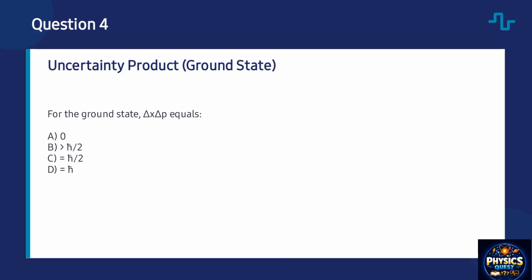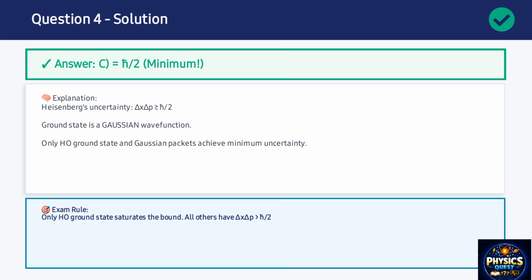Question 4. For the ground state, delta x into delta p equals: option A, 0; option B, greater than ħ/2; option C, equal to ħ/2; option D, equal to ħ. And the correct option is answer C, ħ/2, that is the minimum.